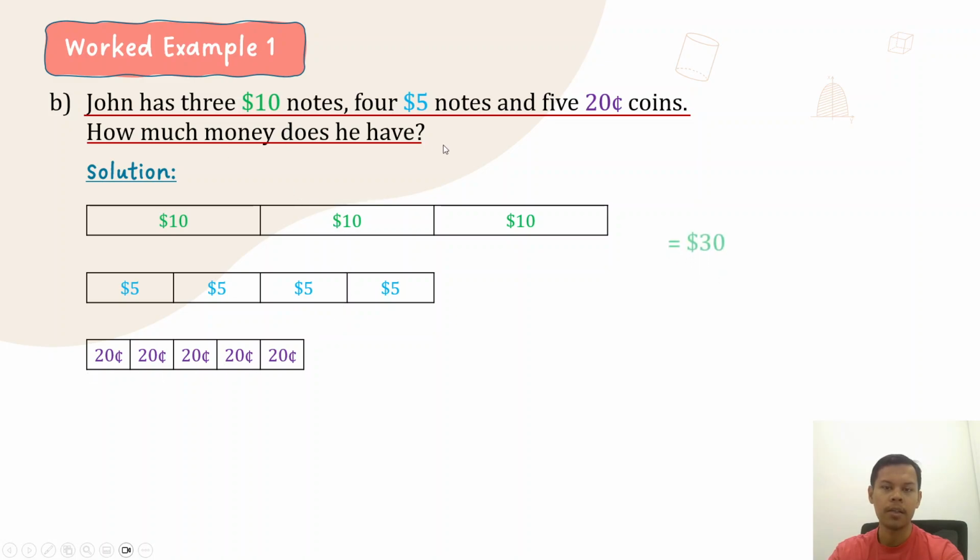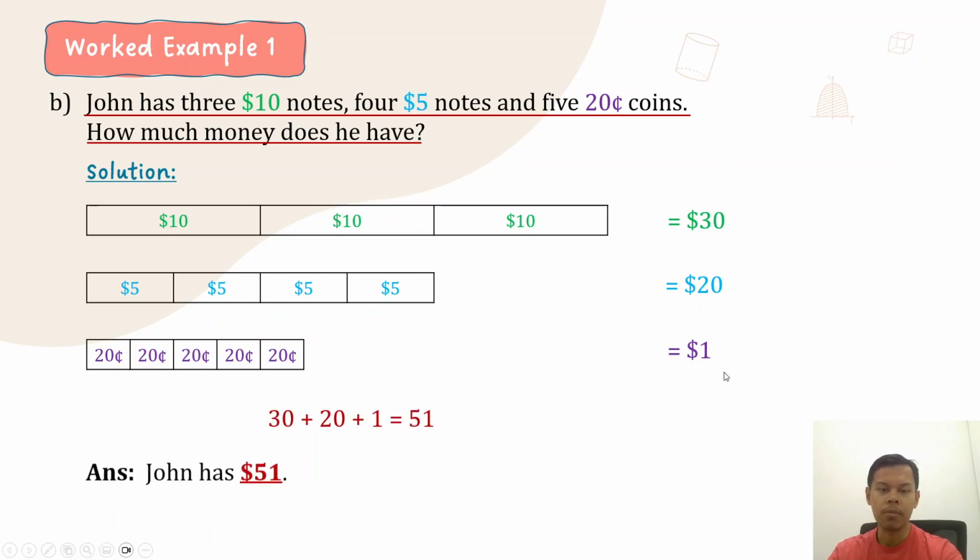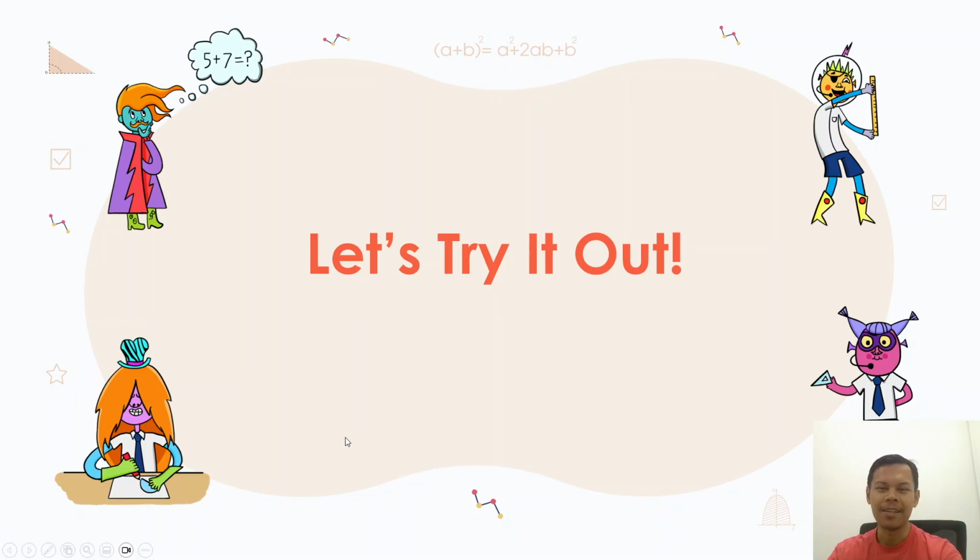And then they are asking how much money does he have. So let's just add or multiply all together. We got 30 over here, 20 and 1. And then for the last part, we just need to sum it up. 30 plus 20 plus 1 is going to be $51. Very easy, right? Okay, let's try it out.